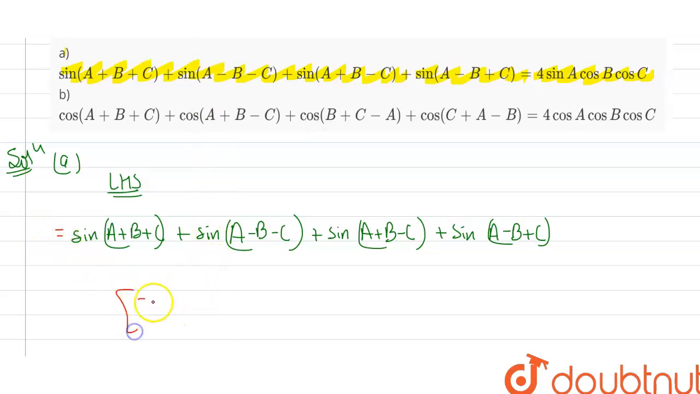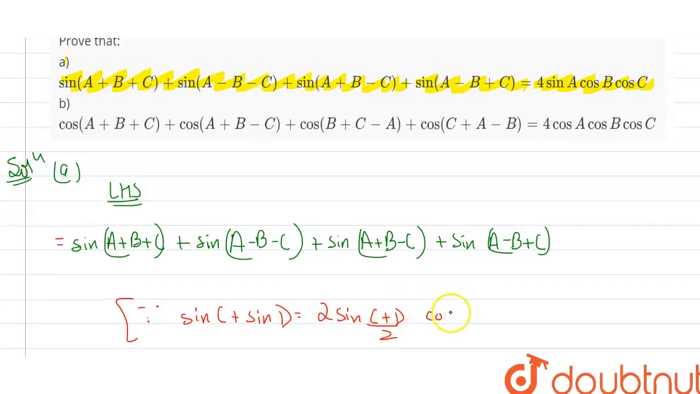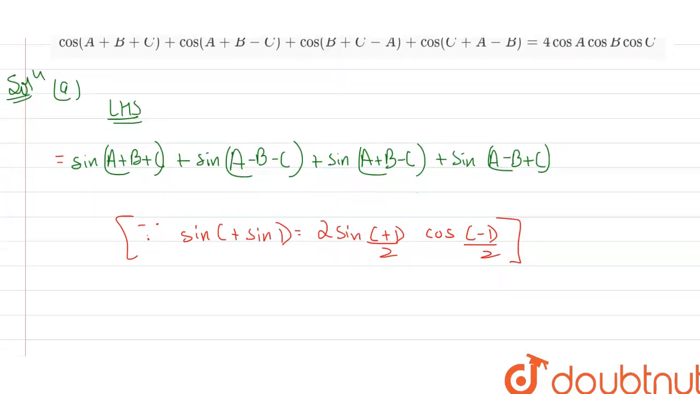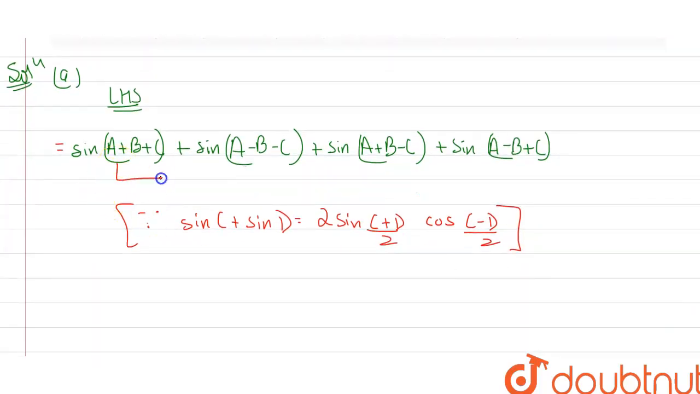The identity says that sin C plus sin D is equal to 2 sin((C+D)/2) cos((C-D)/2). I know it very well, and you guys also know it. This is the identity we are going to use, and I'm going to use it on these two terms first, this one and this one, and then this term and this one. These are the two pairs I have.